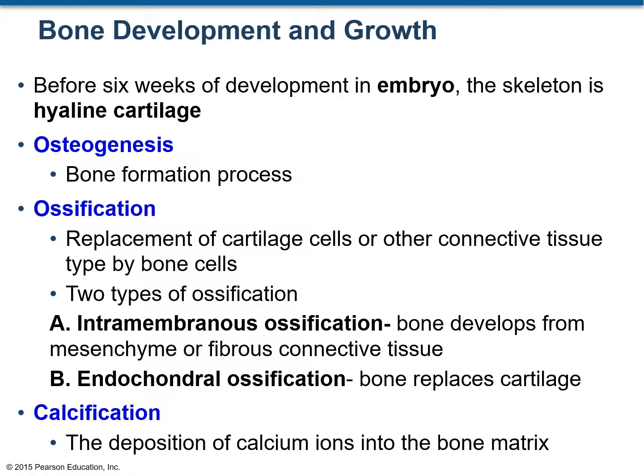So how does the development of bone occur? In the human embryonic stage, before 6 weeks of development, all of the skeleton is made up of hyaline cartilage. It gradually gets replaced by bones.